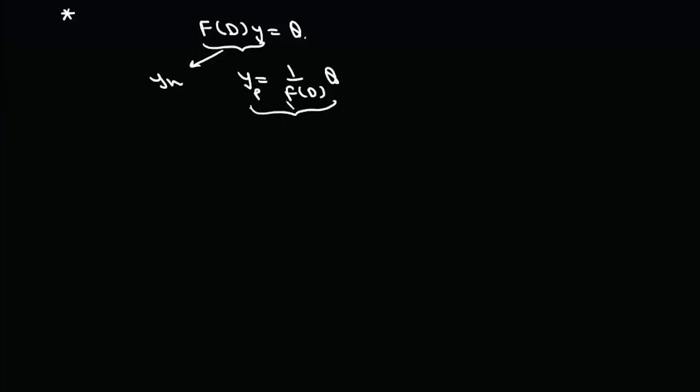How do we use this? Let us take an example. Say for example, we would find y double dash minus 3y dash plus 2y, and this is equal to e to the power x.